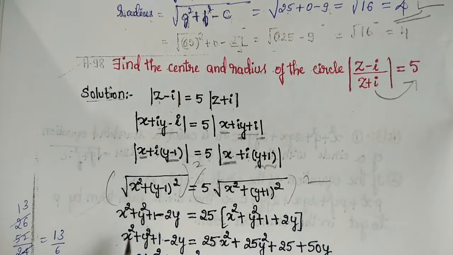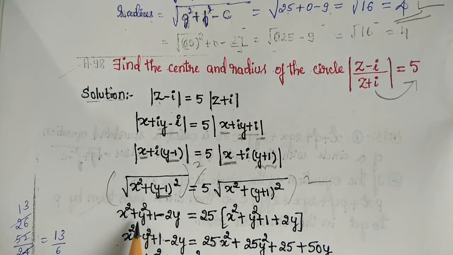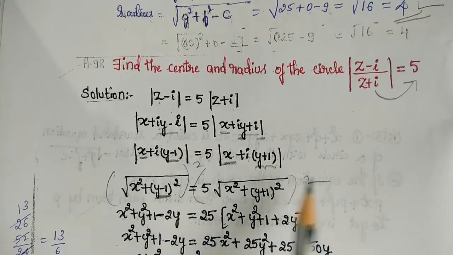So here the square and root get cancelled. We remain with x square and (y minus 1) whole square. What is (y minus 1) whole square? It is in the form of (a minus b) whole square. Therefore y square plus 1 minus 2y, which is equal to 5 square, that is 25.